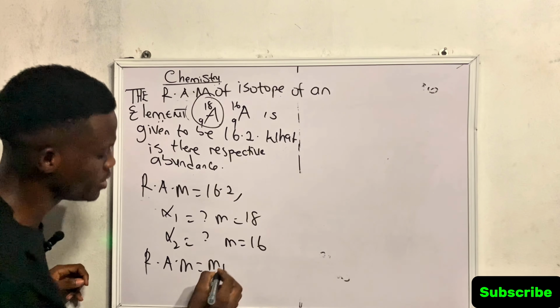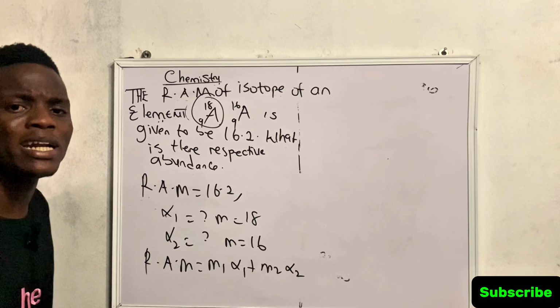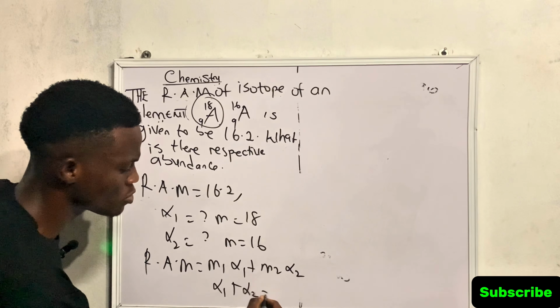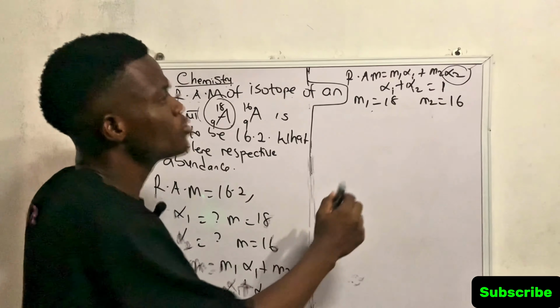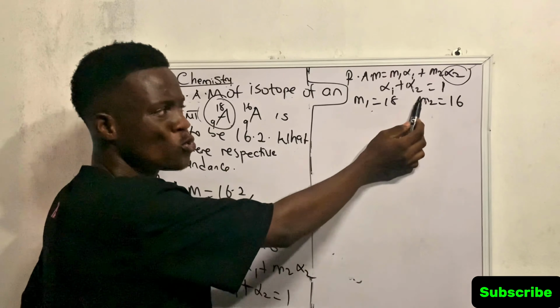Mass 1, abundance 1, plus mass 2, abundance 2. And remember the second formula: abundance 1 plus abundance 2 is equal to 1. So anytime you are looking for abundance 1, you have to make alpha 2 the subject of the formula.